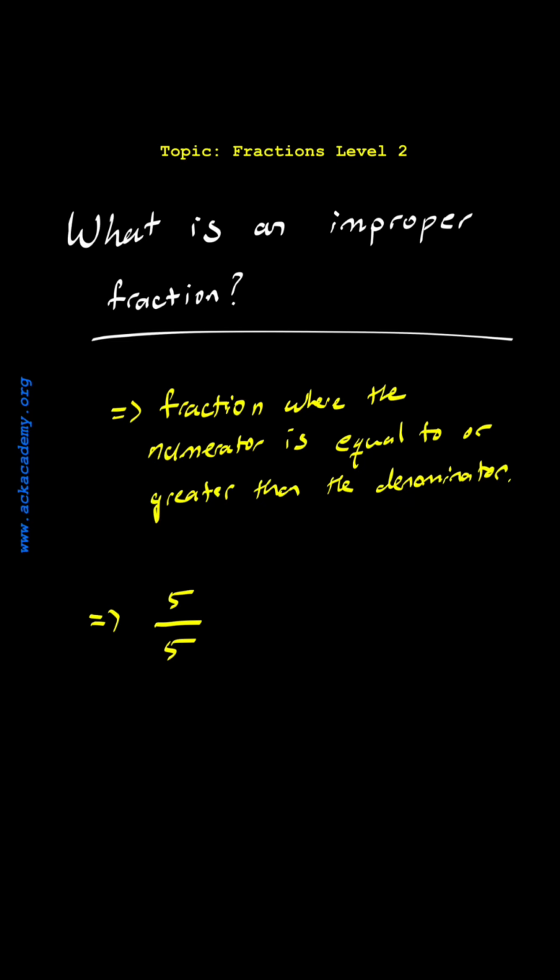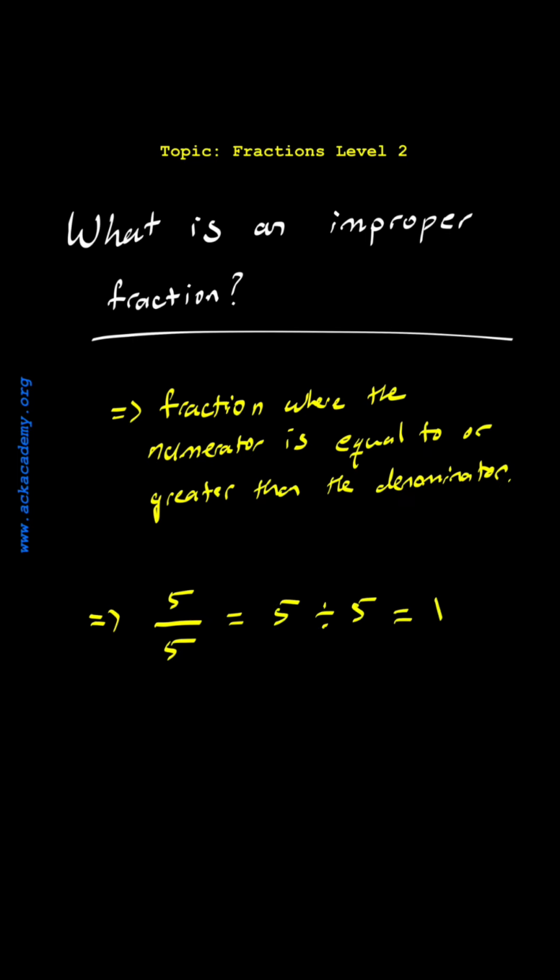Okay, we have a numerator, which is 5, and we have a denominator, which is 5, and the numerator is equal to the denominator. And in this case, when the numerator and the denominator are the same, we can say that's equal to 1. Okay, this is pretty much the same thing as saying 5 divided by 5 is equal to 1.